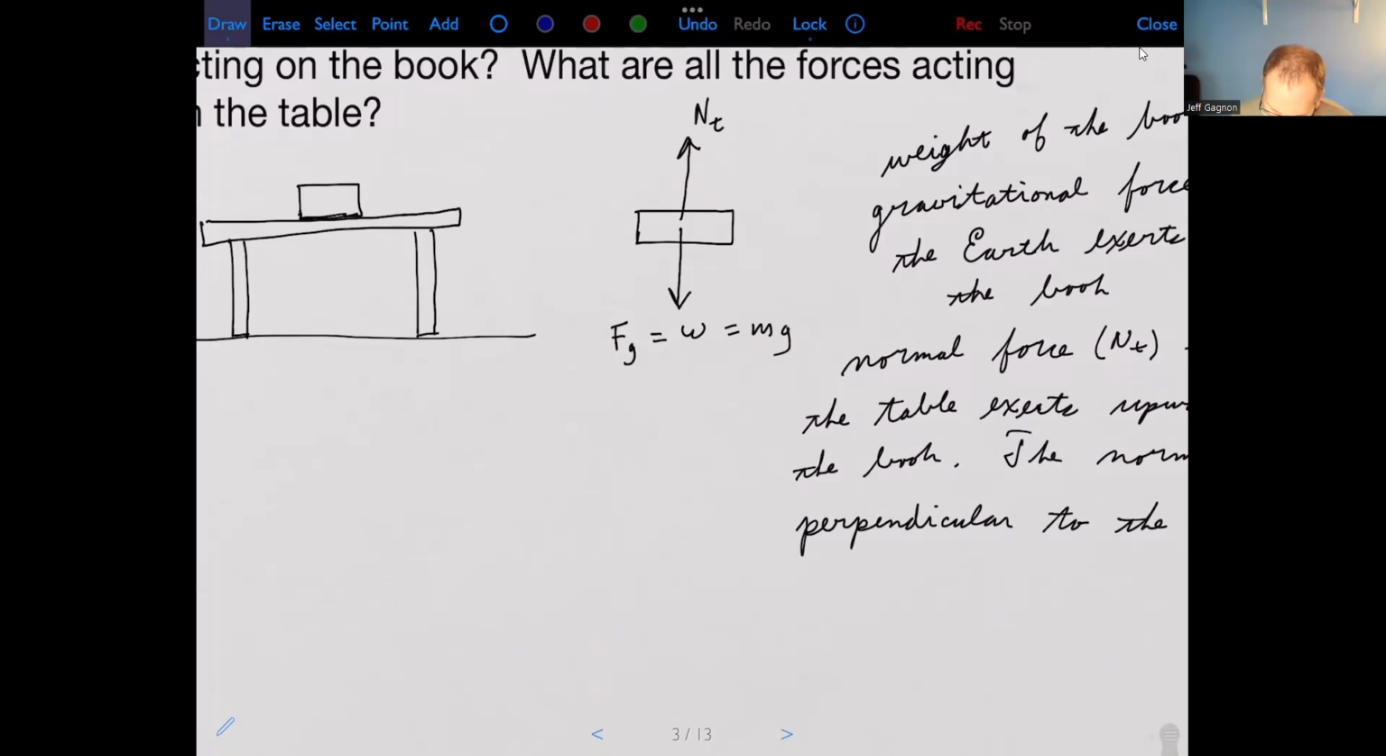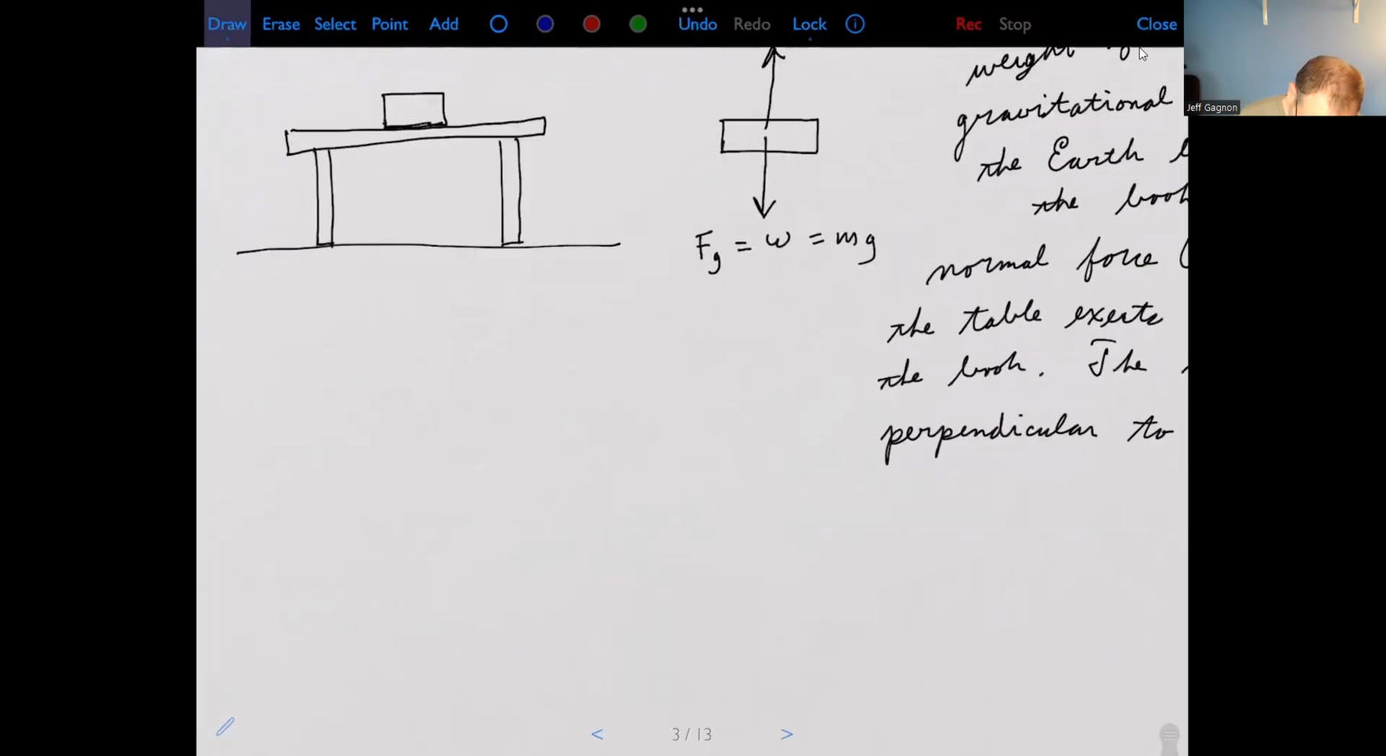Okay, what about the forces on the table? Now let me draw. We're going to look at the table, and I'm going to draw the table by itself.